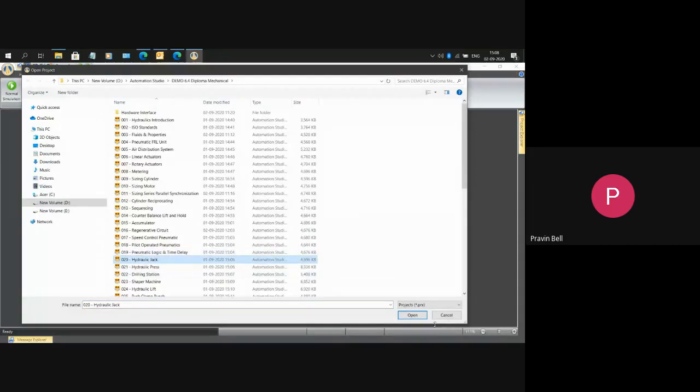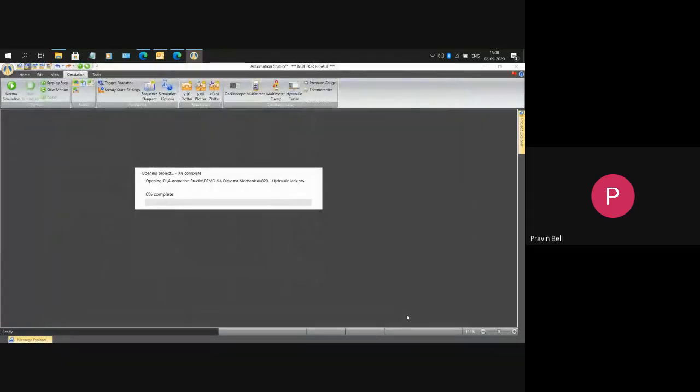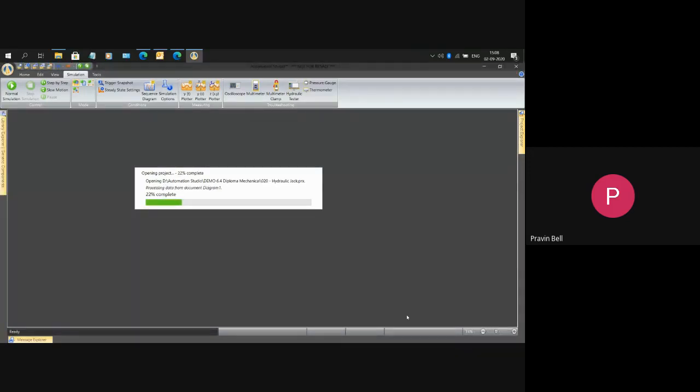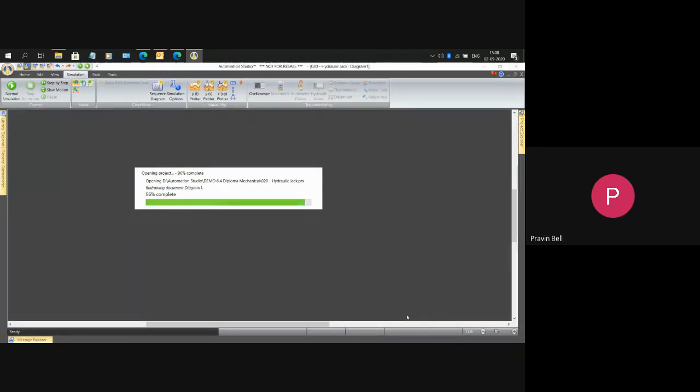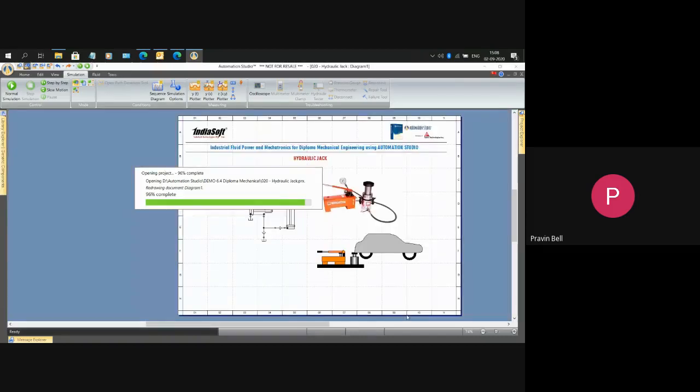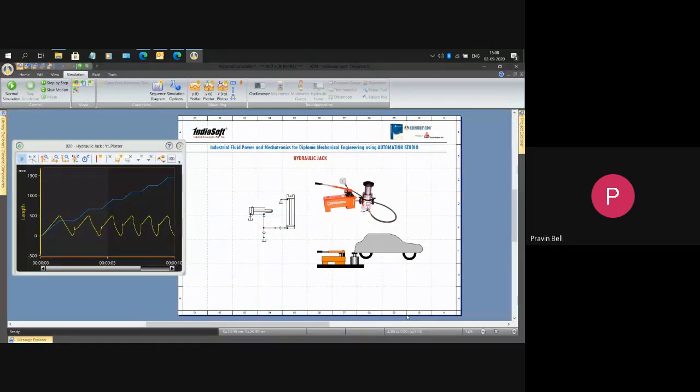Okay. Then there are practicals which are based on industry systems. For example, hydraulic jack, press, etc. Now this is a circuit of a hydraulic jack.